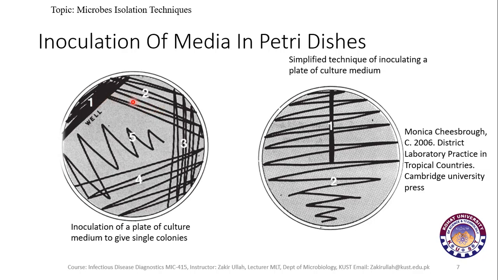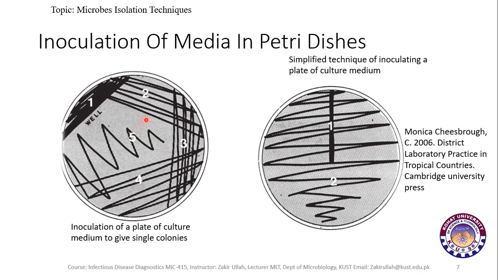From this well the first 3 or 4 lines are drawn and inoculated, and all these lines touch each other. Then the secondary inoculation, which has 3 or 4 lines, all touches the lines of the primary inoculation. Then the tertiary inoculation also has contact with the secondary inoculation, and then the quaternary inoculation has slight contact with the tertiary inoculation, so that it gives us a single colony.